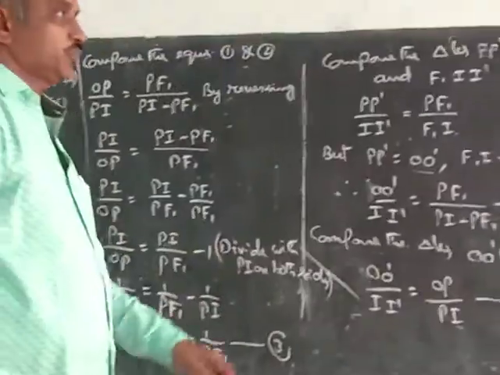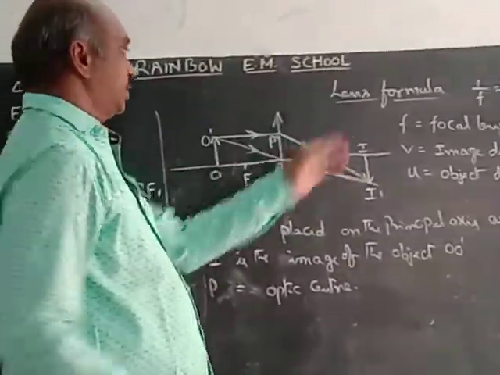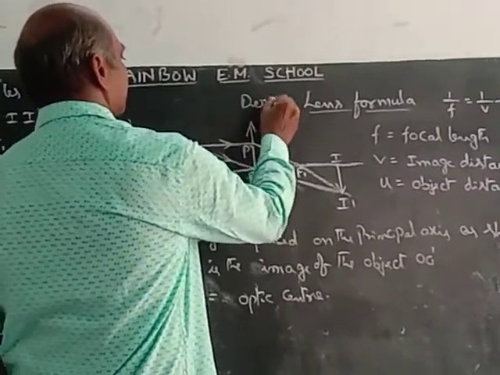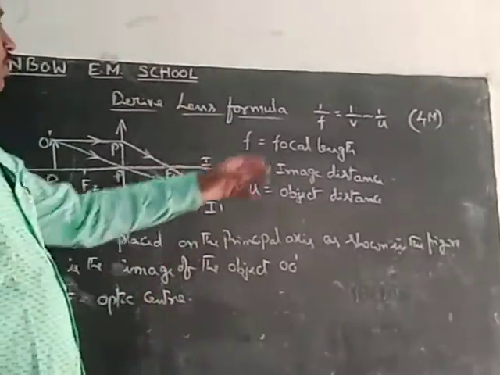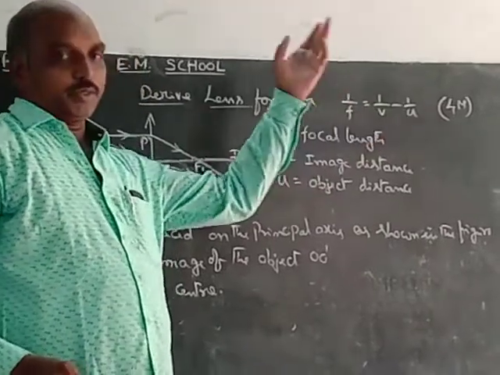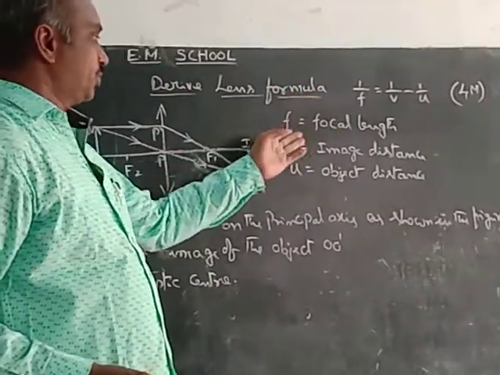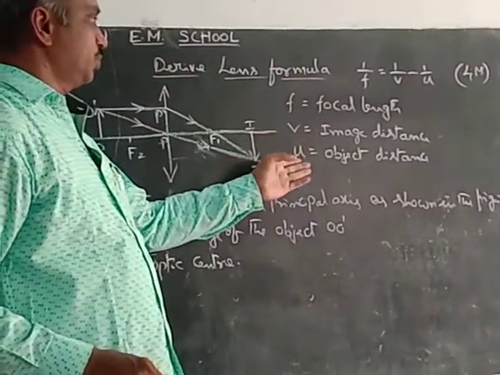Once again, see what the lens formula is. That is the derived lens formula. This is the question: 1 by f is equal to 1 by v minus 1 by u. You have to derive this. f means focal length, v means image distance, u means object distance.